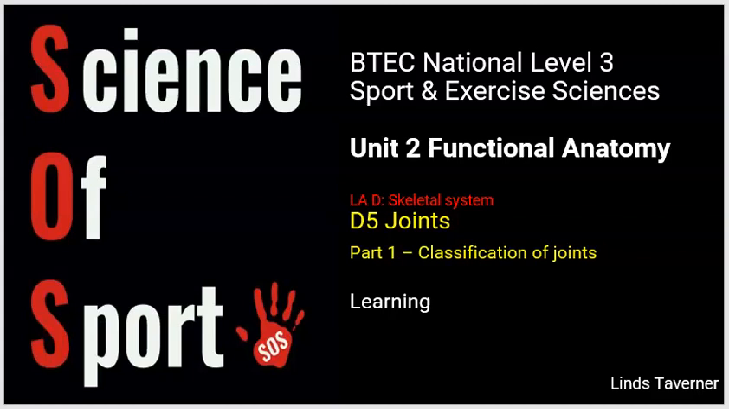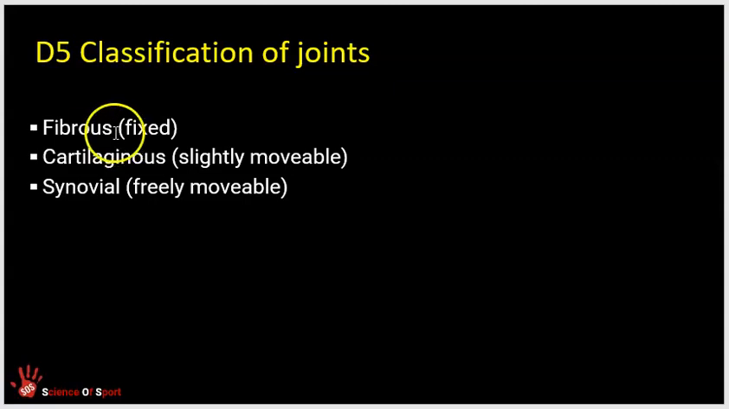Hello, this Science of Sport video looks at BTEC Sport and Exercise Sciences, Unit 2 Functional Anatomy, and in particular part of the skeletal system, D5 joints. Now I've divided this joints topic into two parts, so this is the first of the two and looks at the classifications of joints. The specification actually just requires you to understand the different classifications of joints: fibrous, cartilaginous, and synovial. And you might recognise at least one of those terms from GCSE or from your BTEC.